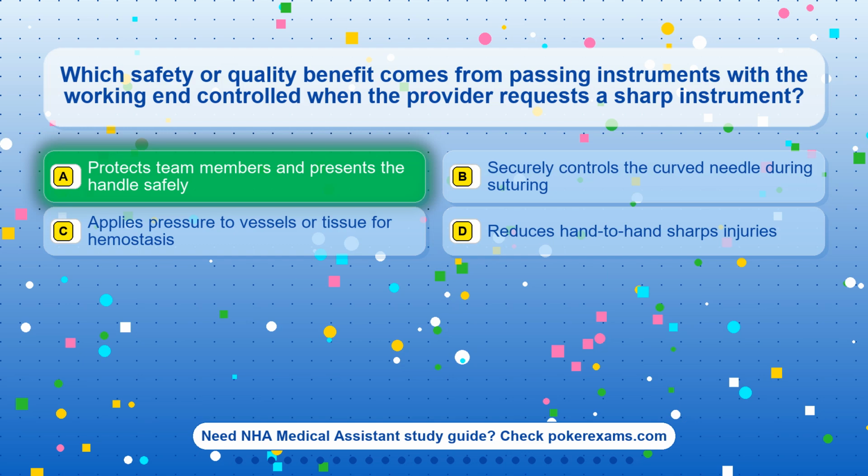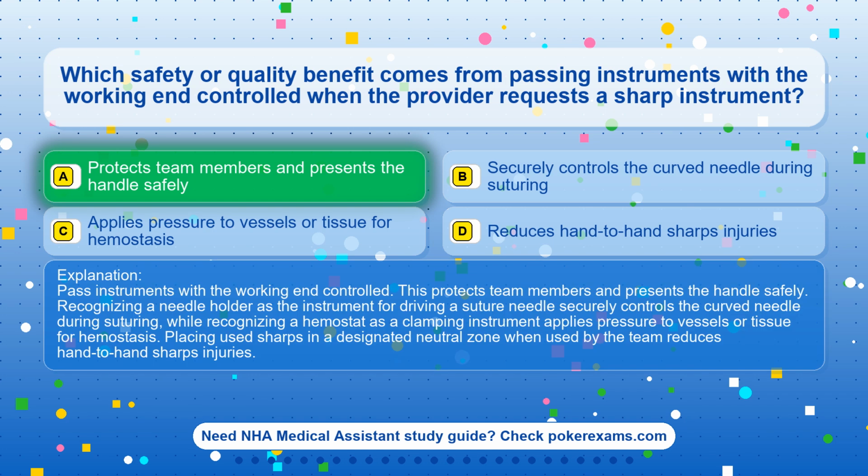The correct answer is option A. Protects team members and presents the handle safely. Pass instruments with the working end controlled. This protects team members and presents the handle safely. Recognizing a needle holder as the instrument for driving a suture needle securely controls the curved needle during suturing, while recognizing a hemostat as a clamping instrument applies pressure to vessels or tissue for hemostasis. Placing used sharps in a designated neutral zone when used by the team reduces hand-to-hand sharps injuries.